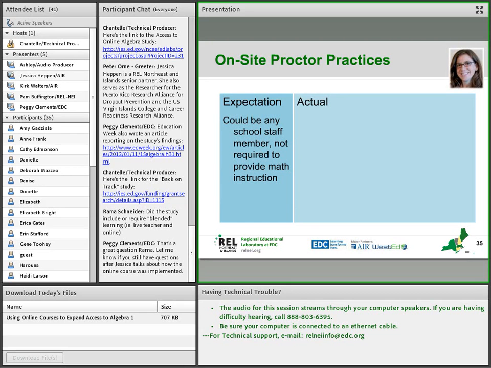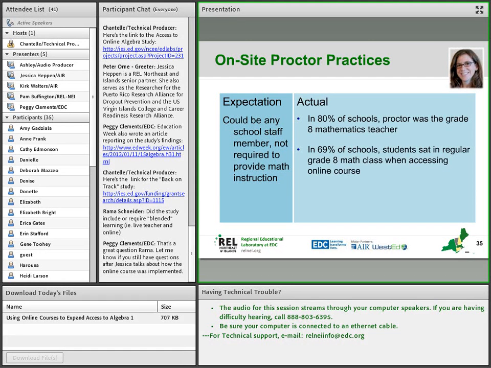What we actually saw will show up on the right here. In 80% of the schools, the proctor was, in fact, the grade 8 math teacher. And in most of the schools, students sat in the 8th grade math class while they were accessing the online course. So earlier when I mentioned that scenario of students sitting in the back of the class with the Algebra I textbook, this looked a little bit like that, updated for current times, 2008, 2009 at least, with their laptops.